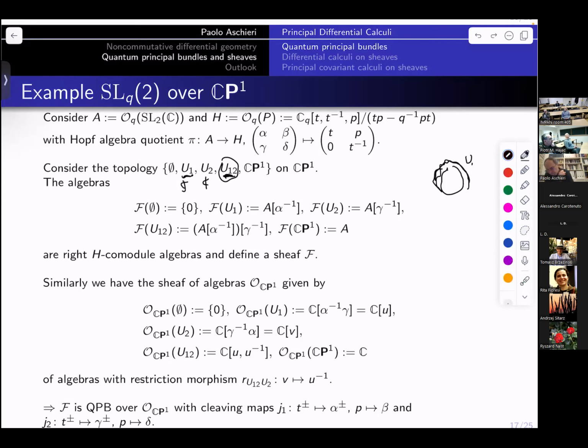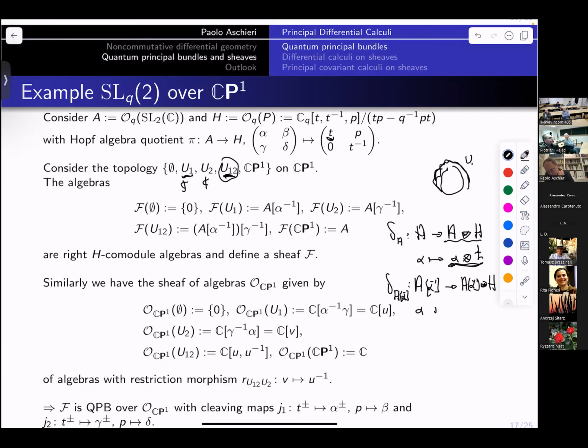One comment, this is a sheaf of H-comodule algebras because the coaction on alpha is simply alpha tensor T, and you read it from here. So you see this coaction maps an element to one that becomes invertible once I localize, and therefore, I can extend this coaction to a coaction on the localized algebra.